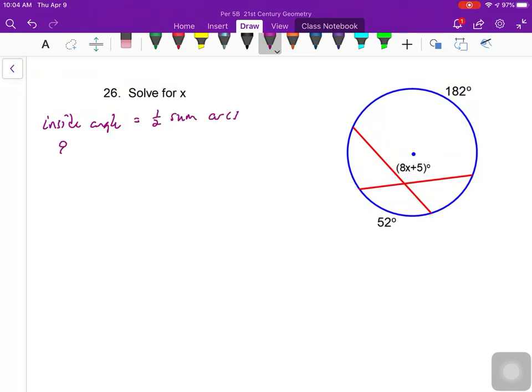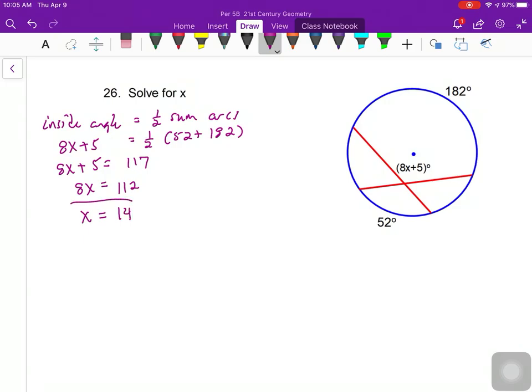Last question on the review. The last question on the review here is an inside angle. And an inside angle is equal to half the sum of the arcs. So the 8x plus 5 will equal half of 52 plus 182. So the 8x plus 5 will equal 117. Subtract 5, 8x equals 112. 112 divided by 8, 14.